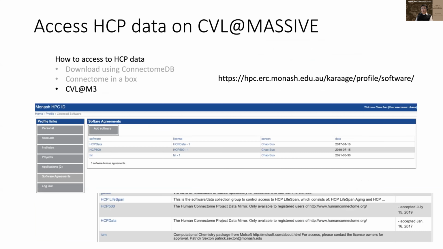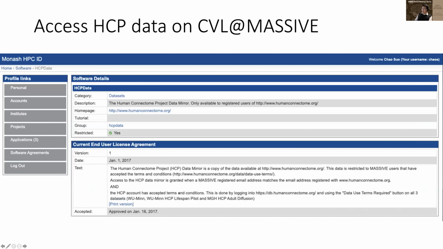Okay, so let's quickly go into here. What does it look like, and how do we access HCP data on MASSIVE? Firstly, we need to log on to the Monash HCP ID. For all of the people who have access to MASSIVE, you will be able to log into this system, go to the software agreement, and then add software. Once you click on that, you get a group of software, and HCP data is part of it. As you can see, there's HCP Lifespan, etc. Once you click that, it will give you the details of how to get access.